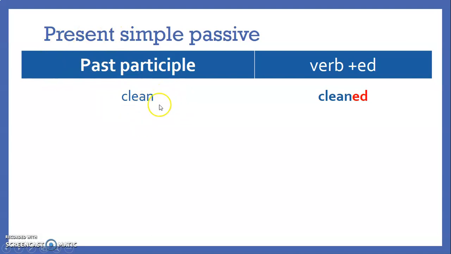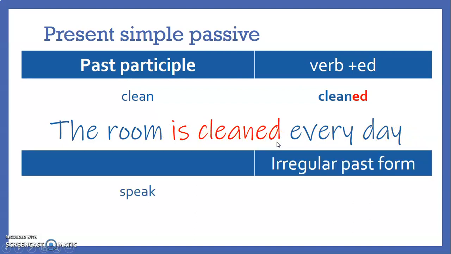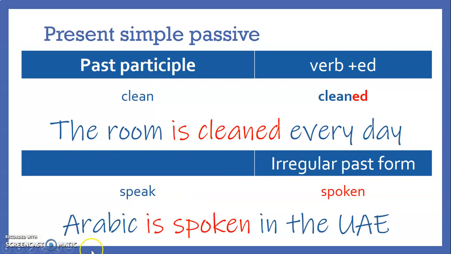So if we wanted to use clean in this form, we would say the room is cleaned every day. So we would put is plus cleaned. But like you have in the past, you have speak. But for speak, we have an irregular past form. It's not speaked, it is spoken. Arabic is spoken in the UAE.